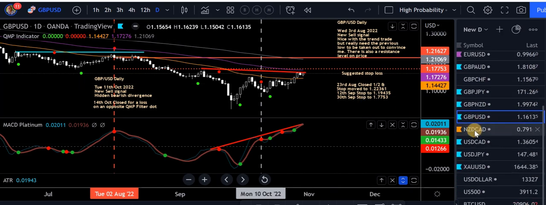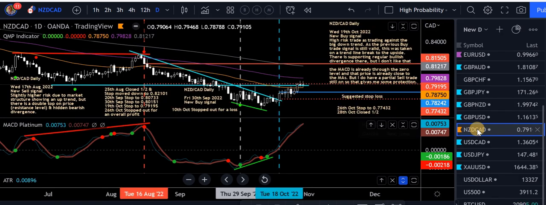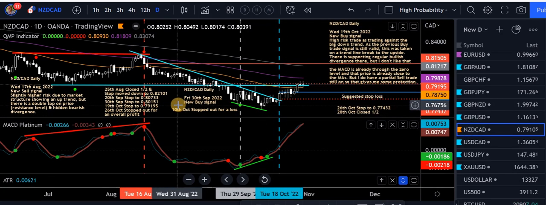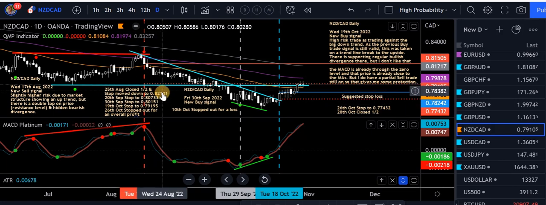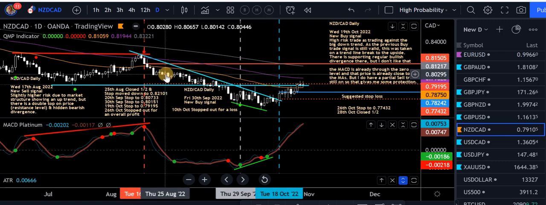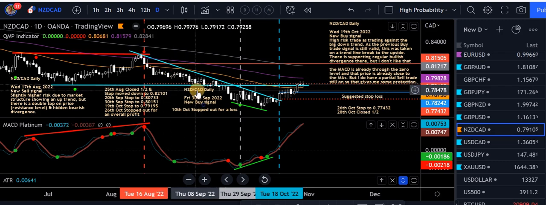Right, New Zealand CAD, highlighted in orange, means there's something I want to talk about, and it's a trade that was stopped out. So this sell from the 17th of August, which is all the way back here. You can read my notes, what I did. 25th of August closed half, so I'm thinking it might be in here somewhere on these lows. Yeah, so I closed half in here and it stopped out down here.